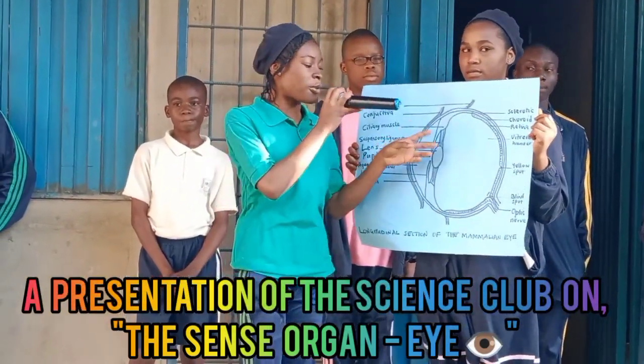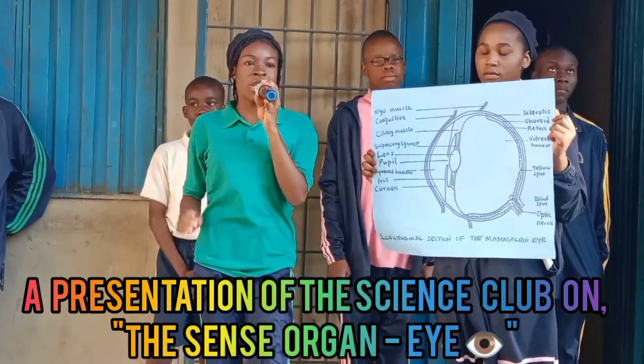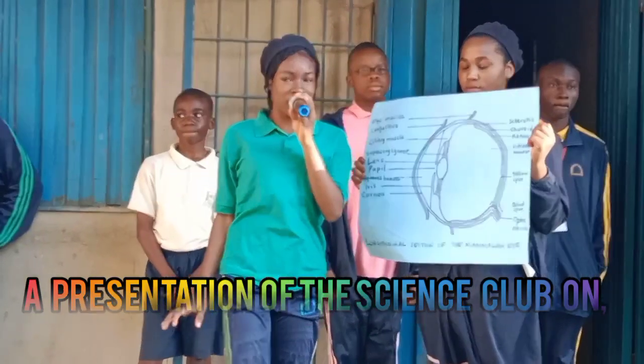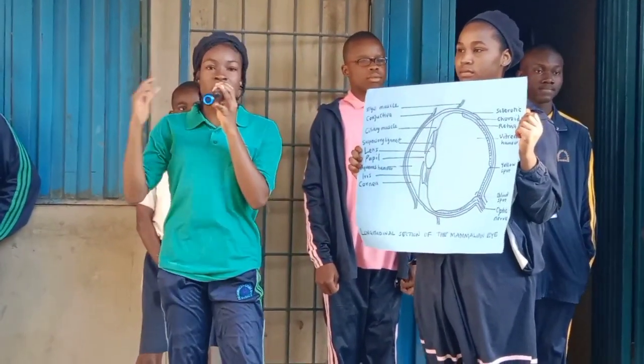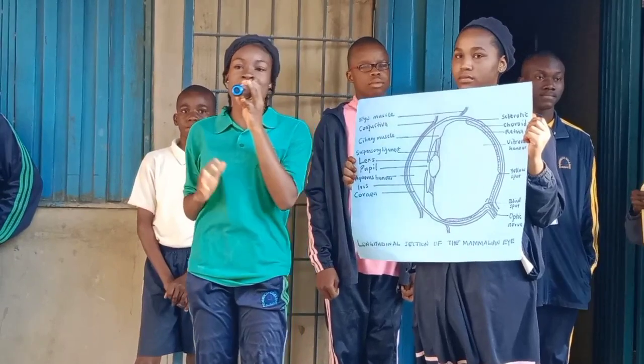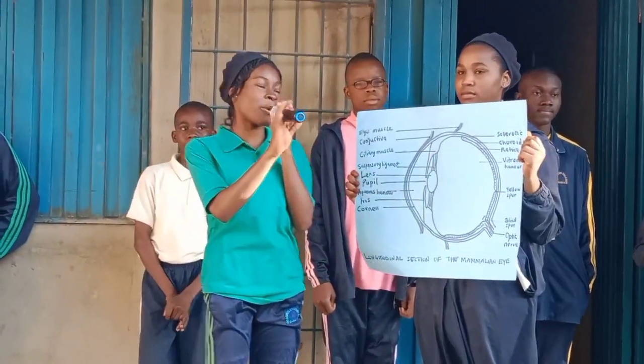the light rays are refracted to the retina, and at the retina, the image formed is small, inverted, and diminished. Optic nerves pick up the sensation from the retina and transfer it to the brain. The brain then interprets the information correctly, and hence an image is formed. Thank you.